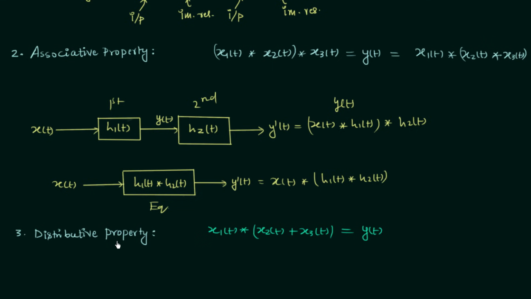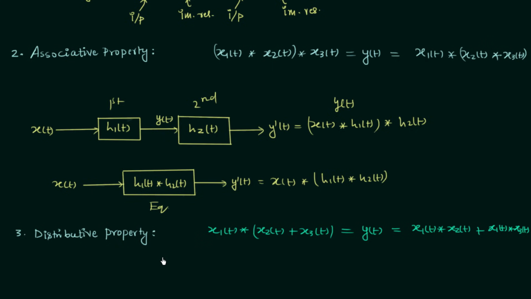Now according to the distributive property, y(t) will be the same as x1(t) convolved with x2(t) plus x1(t) convolved with x3(t). So this is the distributive property. You can think of opening this bracket and this will give you this result. Now we will understand this from the system's point of view.